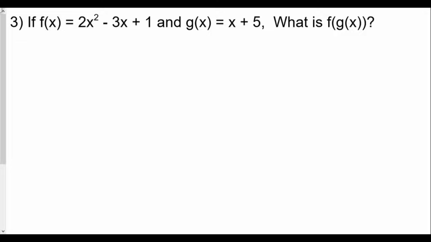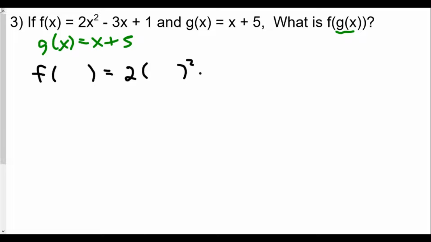Here we have a function g of x. And we're told that g of x is equal to x plus 5. And believe it or not, that's what's being plugged into our next function, f of x. So the idea is that f of x really is 2 times something squared minus 3 times that same something plus 1. And what are we plugging in here? Well, we're going to be plugging in g of x, which is just x plus 5.